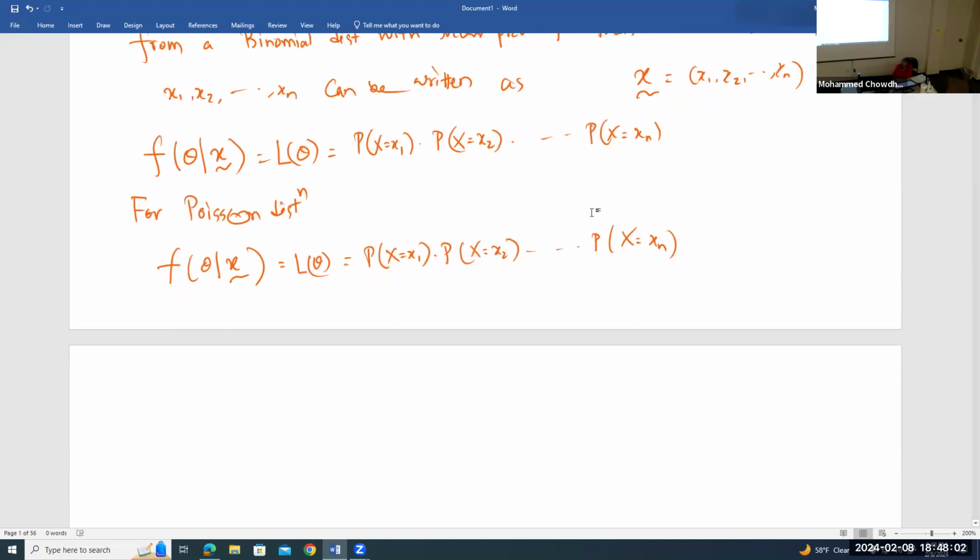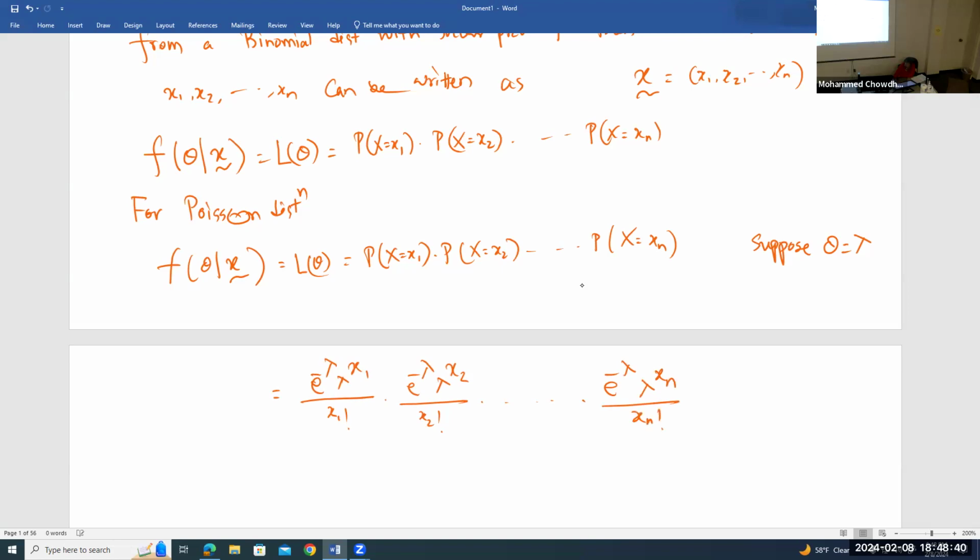Okay. So let me write here, suppose theta equal to lambda. So now see how I am writing these things. I am writing these things e to the power minus lambda, lambda to the power x1 divided by factorial x1, e to the power minus lambda, lambda to the power x2 divided by factorial x2, e to the power minus lambda, lambda to the power xn divided by factorial xn.